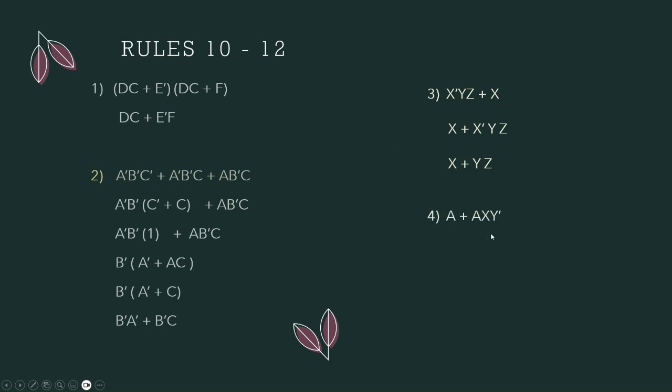Next we have 4. So a plus a x y naught. So we have a plus a here. And then we have this x y naught. So I kind of separated it so I could see it a little bit better. And then because it's a plus a, anything plus itself is just a, and the x and y naught kind of just go away. It doesn't really matter at that point because it's like a or a with stuff, it just becomes a.